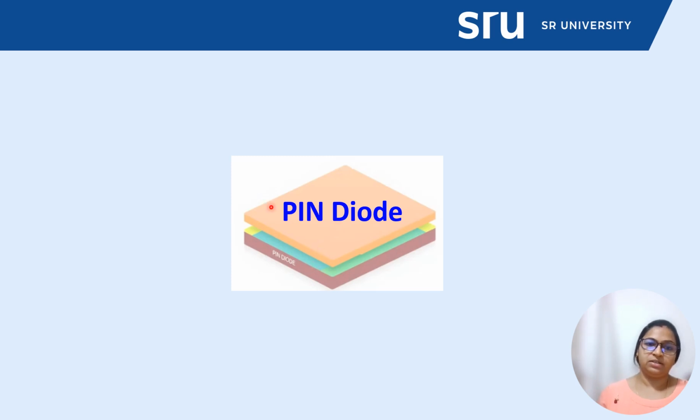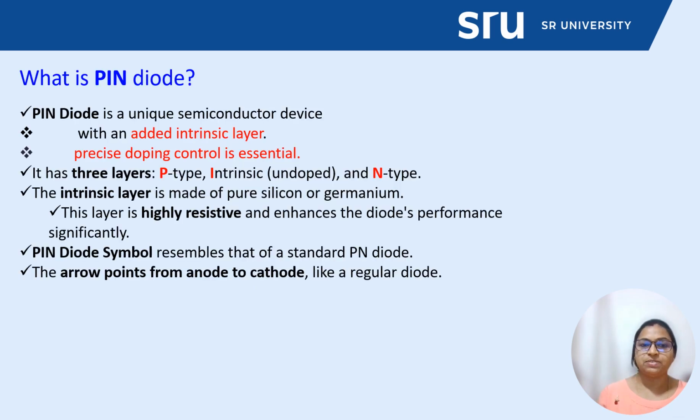Suppose this is our P layer and this is the N layer, and in between there you can see this green-yellow part, so this is another layer. Basically we know that a PN junction is a sandwich between one P and one N material, but for the PIN diode, between P and N there will be one additional layer. That is the speciality of this diode. We can say it is a unique semiconductor diode with an additional layer, making it a three-layer structure.